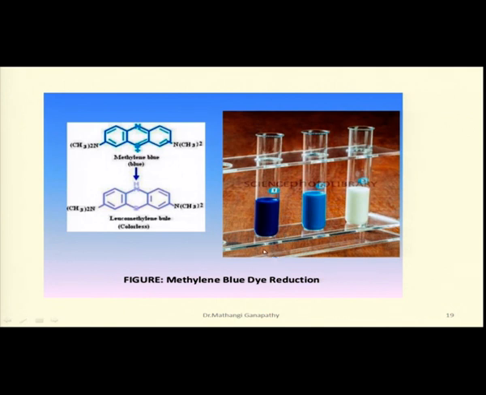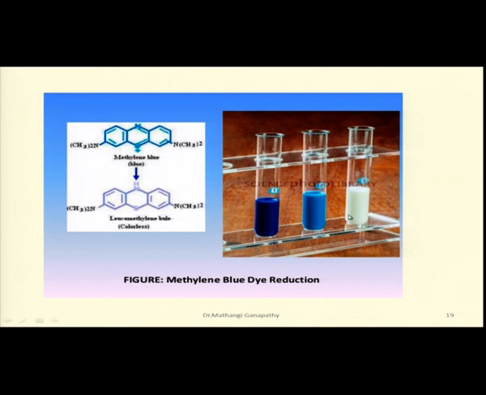Here we have added methylene blue to a milk sample. You see the blue color here, and when you keep this tube for incubation at 37 degrees for some time and look for the color change, gradually from this deep blue color, as the microbial growth rate and metabolism increase, the intensity of the blue color will slowly reduce, and at the end, when the microbial activity becomes complete, it will change into white.